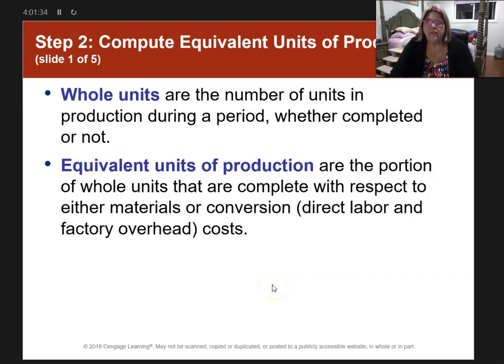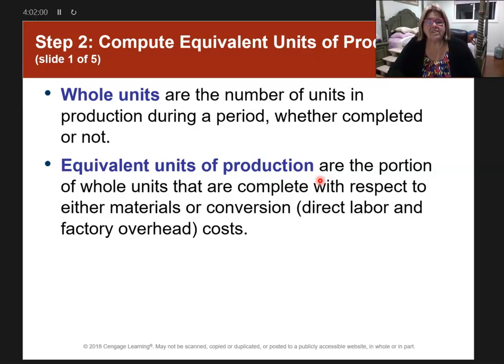Now we're on to video 4. We're going to do step 2. And just so you know, we have to know what whole units are. Whole units are the number of units that are in production, whether they're complete or not. I made a mistake about that earlier. And EUP, equivalent units of production, are the portion of a whole unit that is completed, okay?